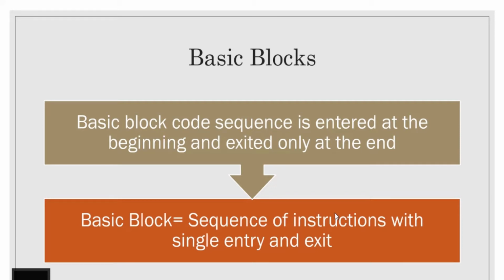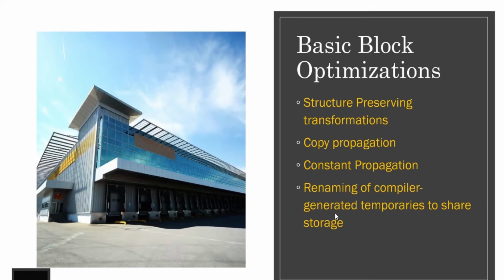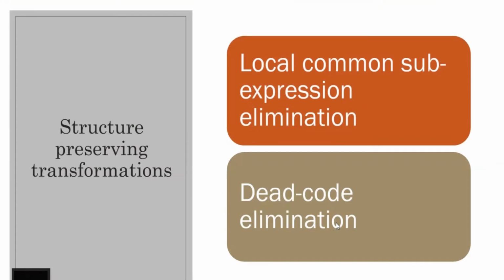Next, basic block optimizations. We will use the following techniques for optimizing the basic blocks. One is structure preserving transformation, copy propagation, constant propagation, and renaming of compiler generated temporaries to shared storage. And structure preserving transformations are once again subdivided into local common sub-expression elimination and dead code elimination.